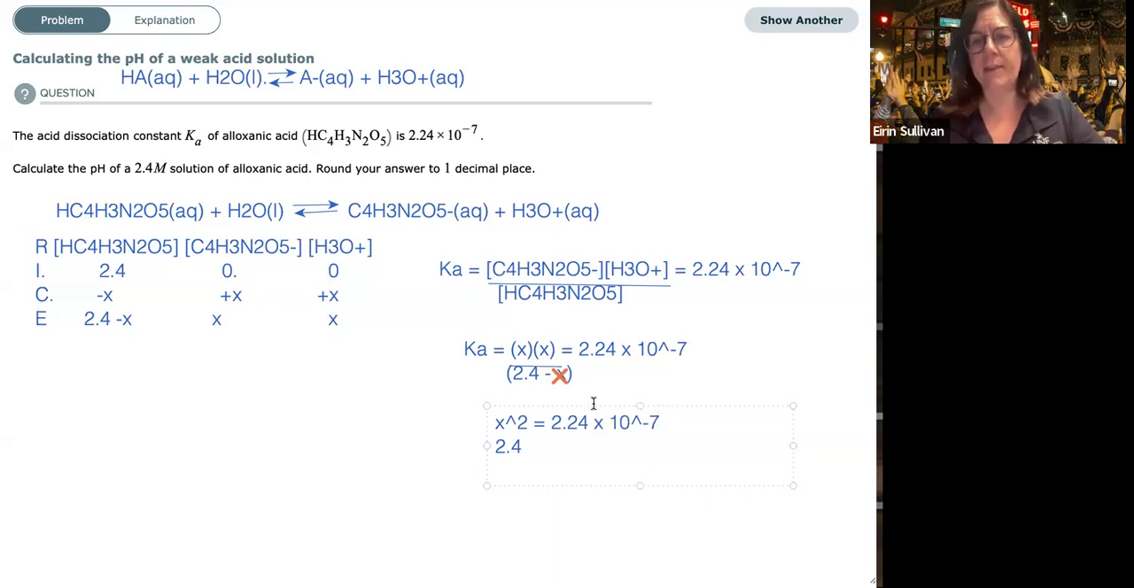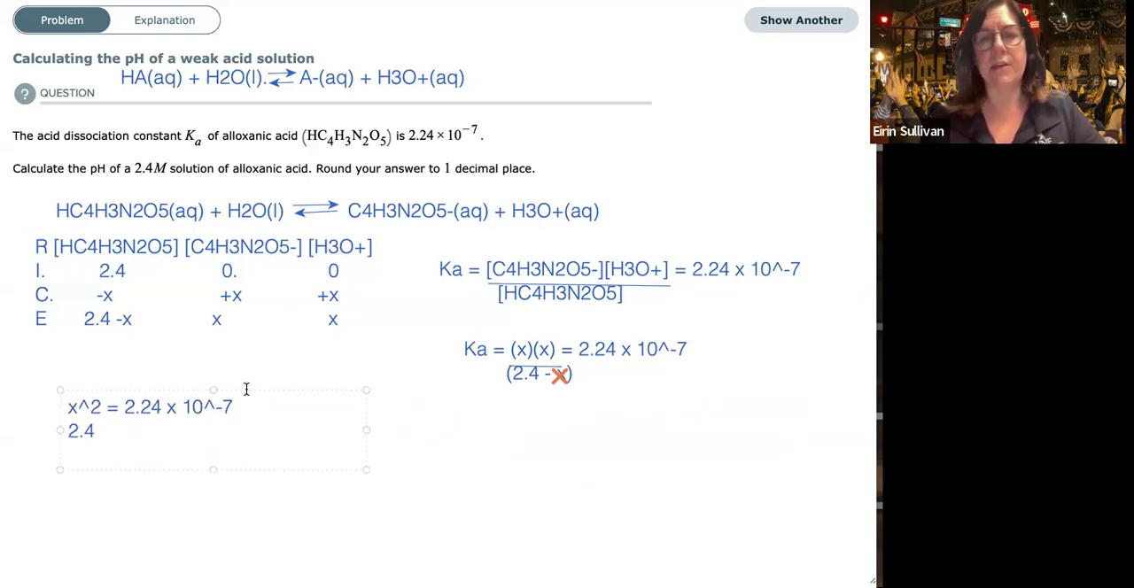The one caveat, though, is that we do have to go ahead and check that the x is small approximation is valid when we finish, which usually means checking that there's less than 5% ionization of our acid. So taking whatever number we get for x divided by the initial concentration of our weak acid and times by 100 to work out what that is as a percentage.